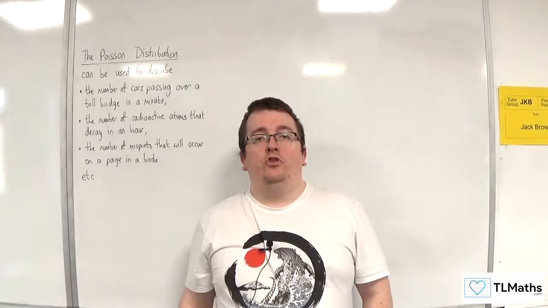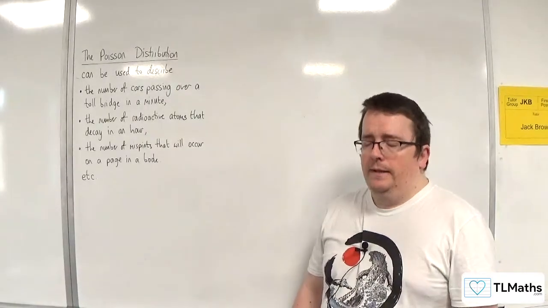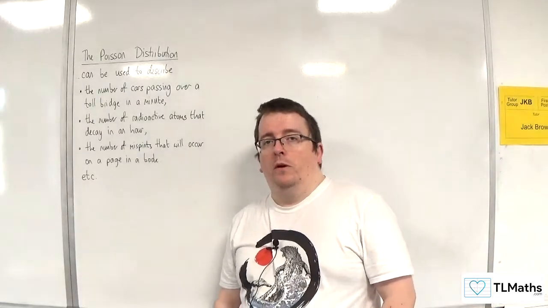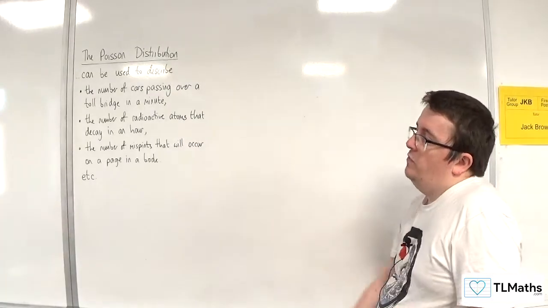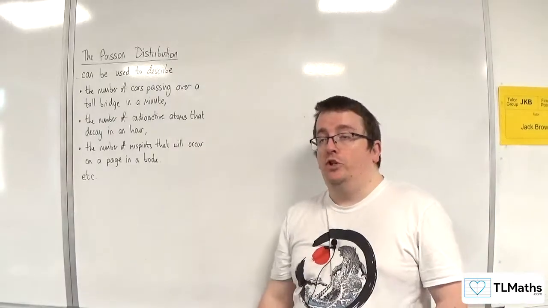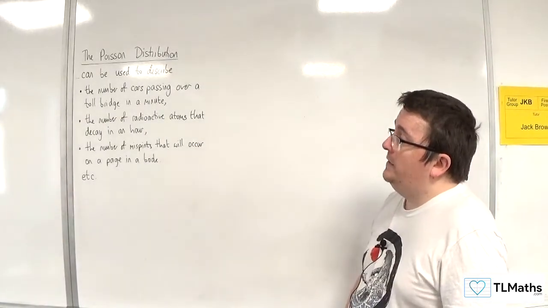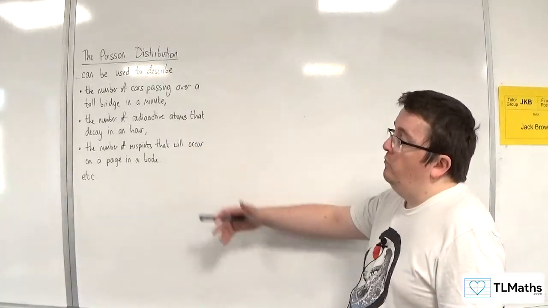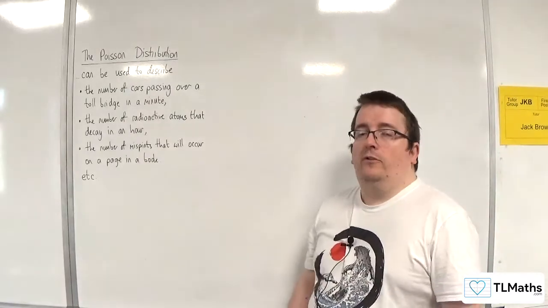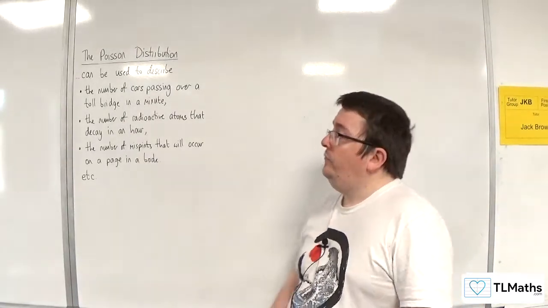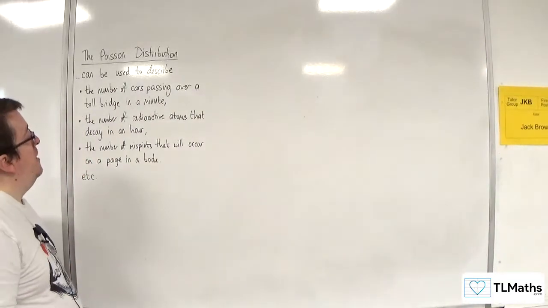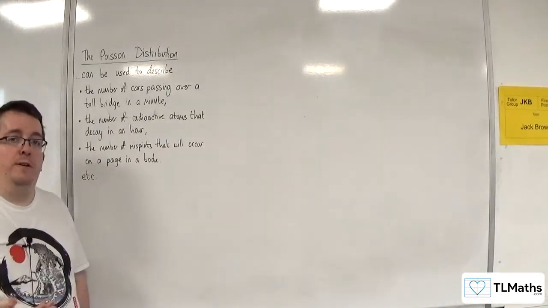In this video, I want to introduce you to the Poisson distribution. Now, the Poisson distribution can be used to describe a number of real-world scenarios. So I've just written up a few. For example, the number of cars passing over a toll bridge in a minute, the number of radioactive atoms that decay in an hour, or the number of misprints that will occur on a page in a book. So all of these are examples of rates. So you've got something happening within either a certain time frame or in a certain area.